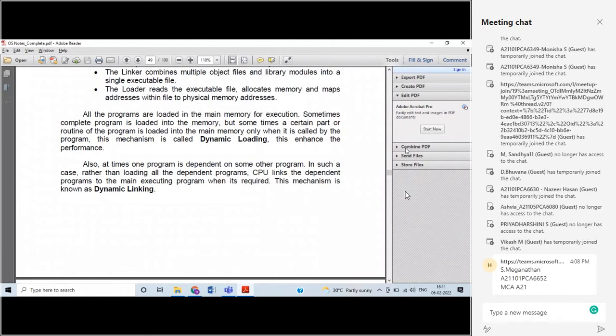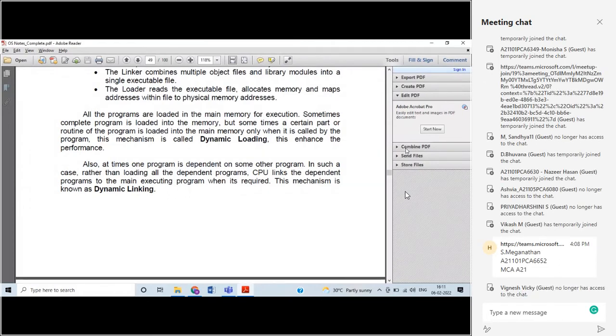Students, tell me some examples for dynamic loading. These are all known portions for you. Dynamic loading. Calculator. When we take functions, unless until we clear, the memory will be there. Yes. Okay. So one way it is right.